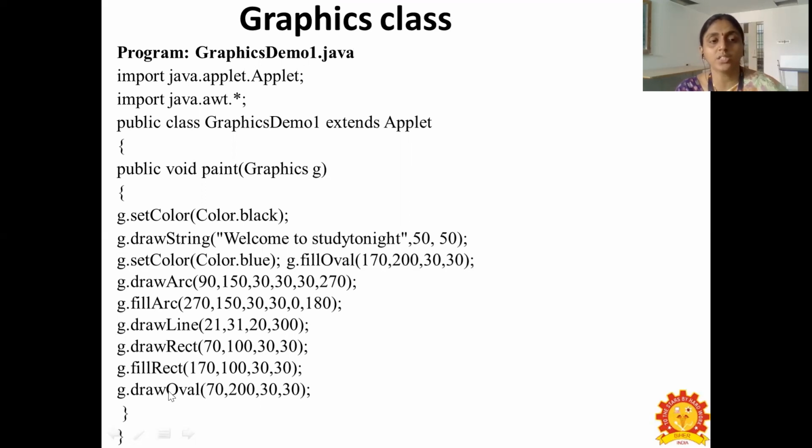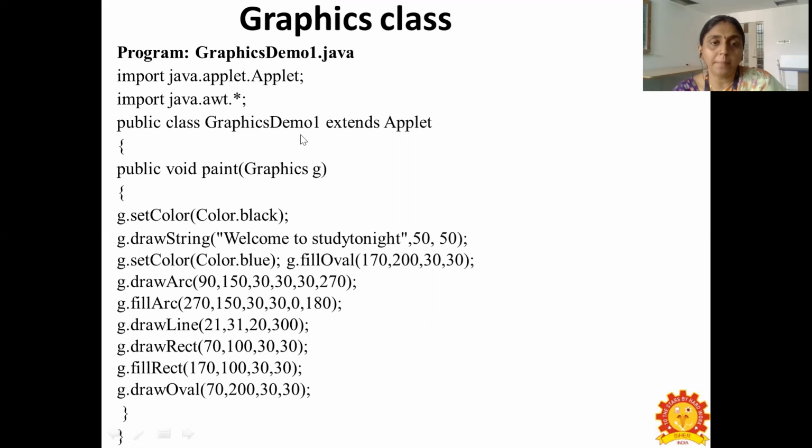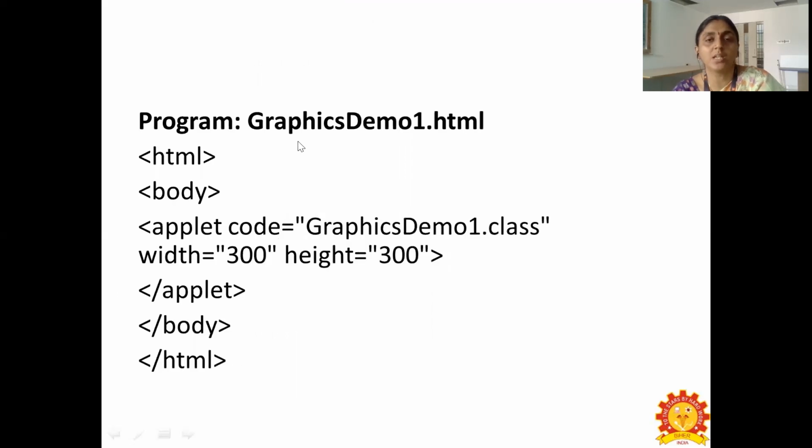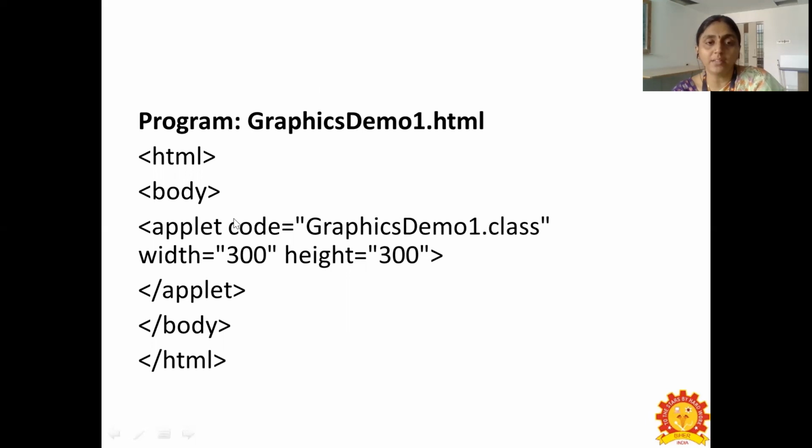All these functions, the output we can see on the screen. And when you want to embed this applet in an HTML file, this is the code. Like we already discussed, execution of an applet program is of two types. One is you can run it as a console program using the appletviewer keyword, and the other way is to embed the applet in an HTML file. Here the applet class is a separate file saved as GraphicsDemo1.java, and you are going to embed this applet inside this HTML file.